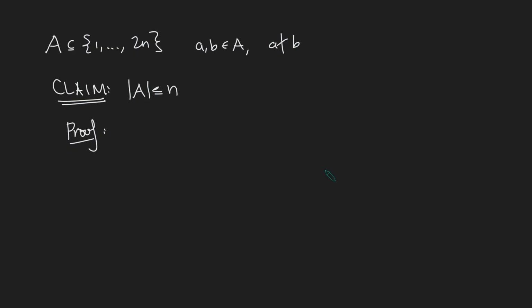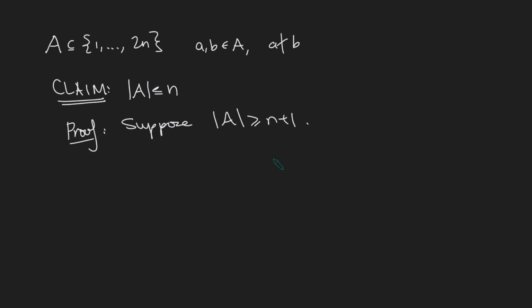Okay, so I claim that the answer to this problem is that A has to be of size at most n. Firstly, I'm going to prove that claim, and then give an explicit example of a subset of 1 up to 2n which is of size n. Let me first show that if we have a set with this property, then it has to be of size at most n. We're going to prove this by contradiction. So we suppose A has this property and it has size at least n plus 1.